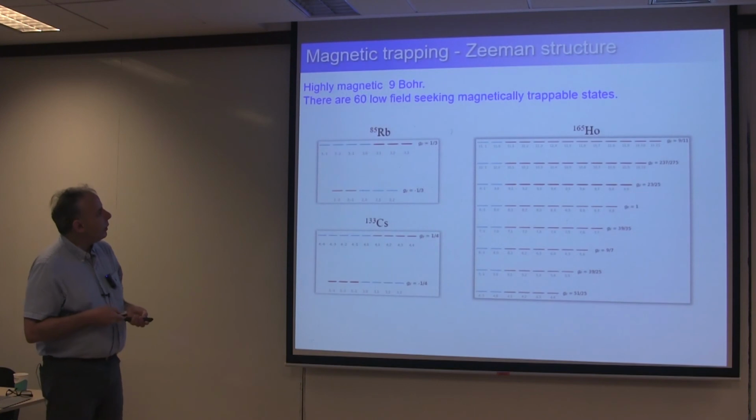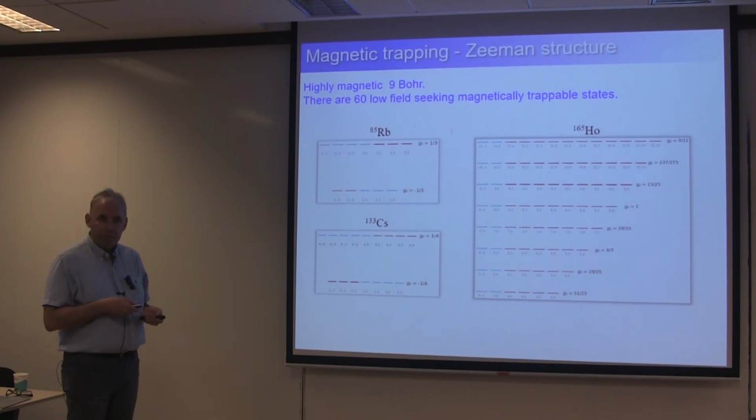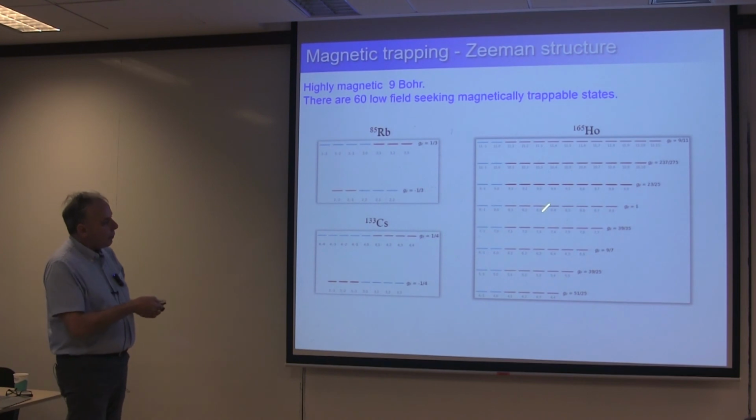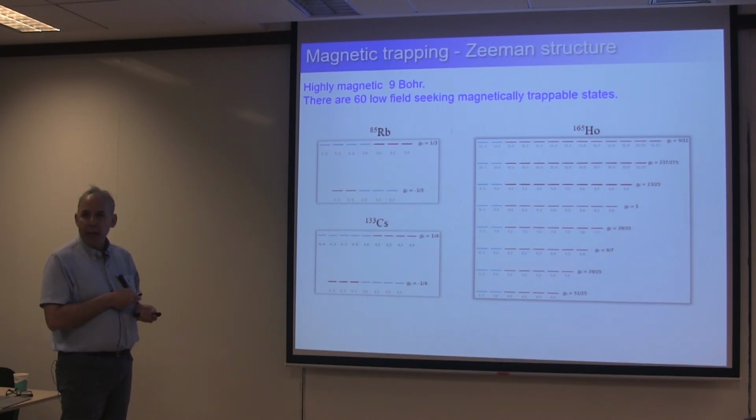So therefore, we've looked at magnetic trapping. And in holmium, all the hyperfine states have positive g factors, positive Landé factors, so they're all weak field seekers and can be magnetically trapped. And so there's 60 magnetically trappable states.